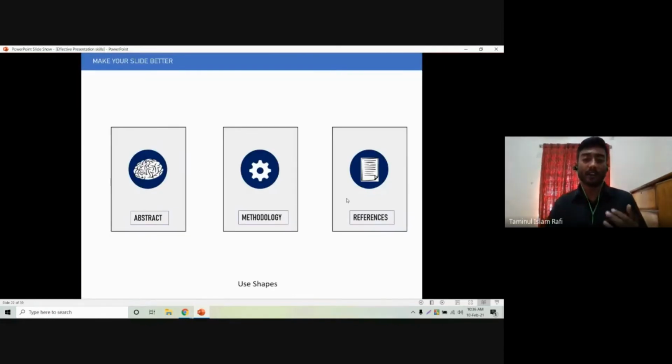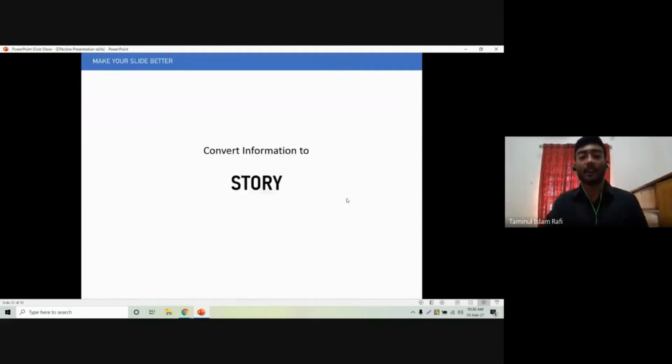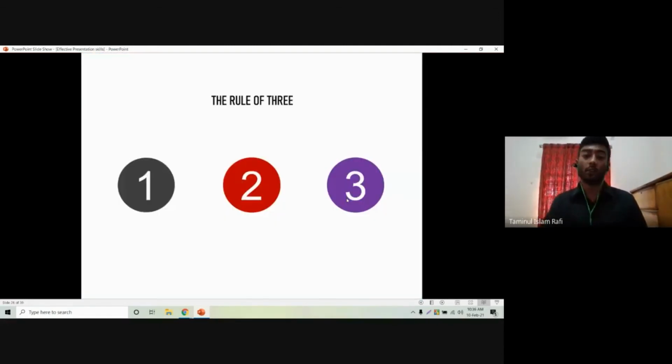Like this, I'm showing here three contents, abstract, methodology, references, in one slide. So this is the rule of three. Don't use more than three elements in one slide. And I recommend one slide, one message.